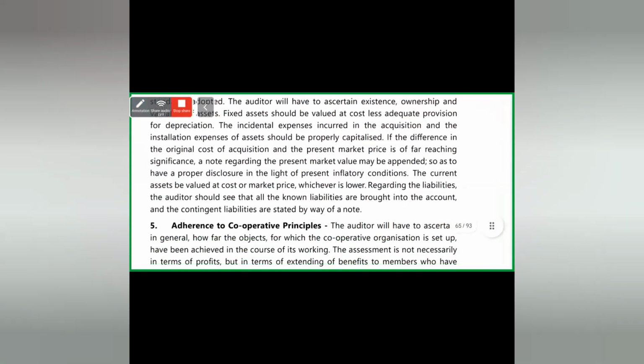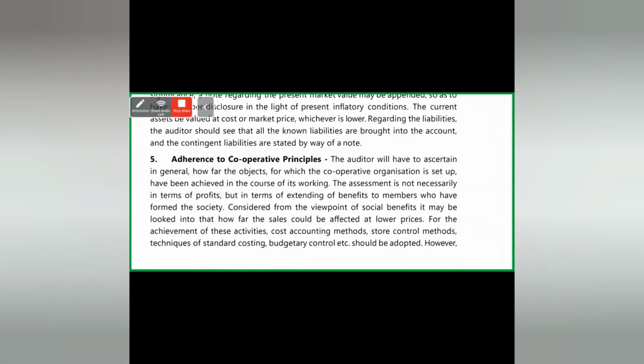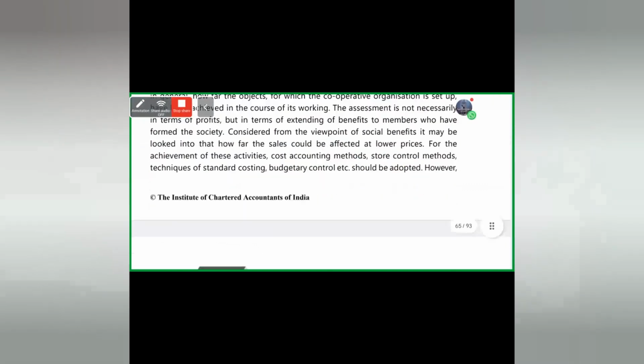appended. Also, adherence to cooperative principles has to be checked. In general, the cooperative society organization is set up, and it has been achieved when it's working. Assessment is not necessarily in terms of profit, but also in terms of extending benefits to the members. That also again has to be cross-verified.